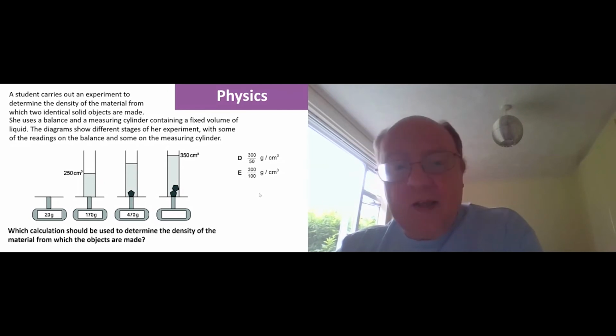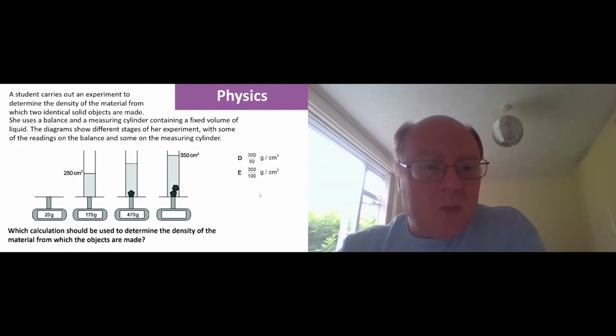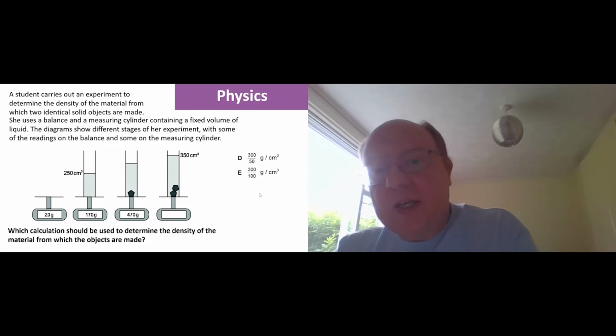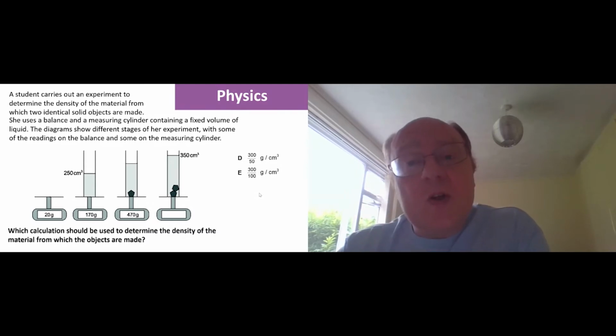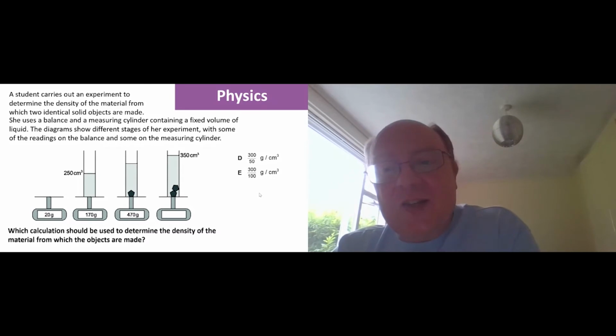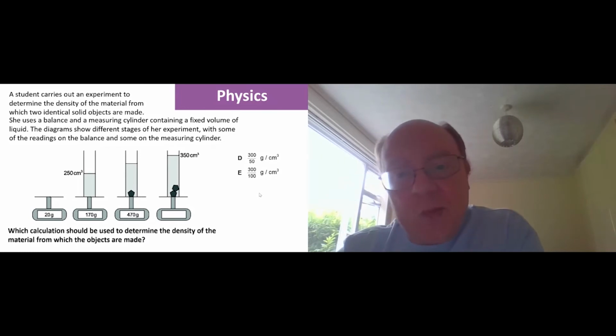We can see that in the second column, we have 250 cubic centimeters of water, whereas on the final one, it shows 350 cubic centimeters in the measuring cylinder. So we know that with the object in there, that's a volume of 100 cubic centimeters. However, the answer is not E in this case, because if you notice in the diagram, it has two of the objects. So two of the objects have a volume of 100 cubic centimeters, so one of the objects will have a volume of 50 cubic centimeters. So the correct answer here is D.